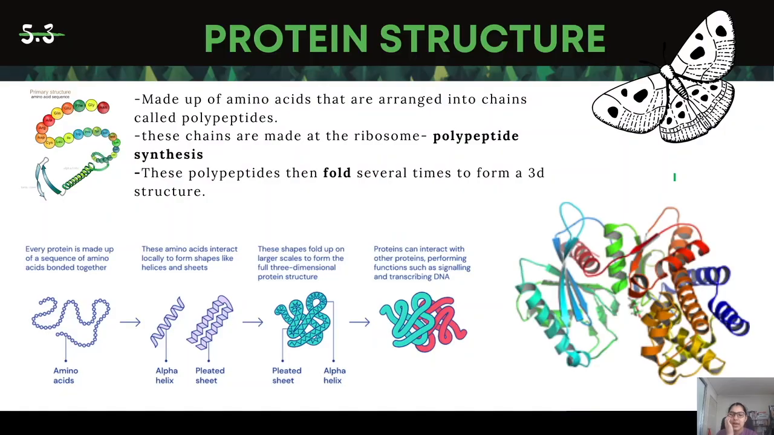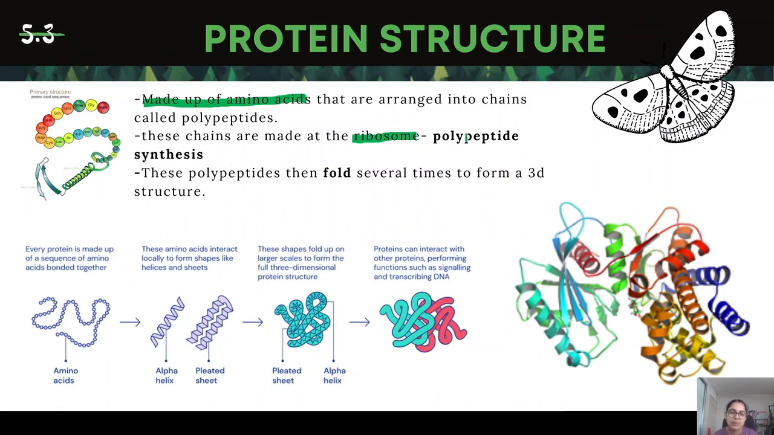So once we have gone through the process of translation, we get what is known as a polypeptide chain. A polypeptide chain is made up of amino acids, so it's a chain like this. This is exactly the structure of a protein. And they're made at the ribosome. Remember, the ribosome was my kitchen. They're made in a process called protein synthesis.